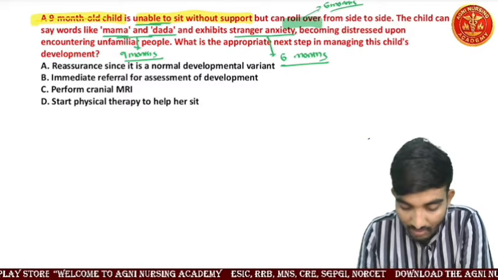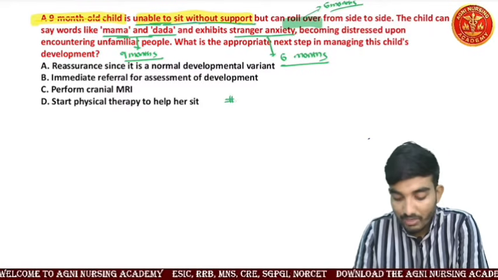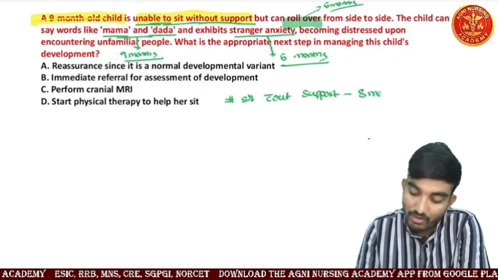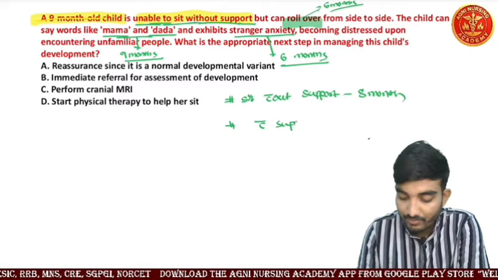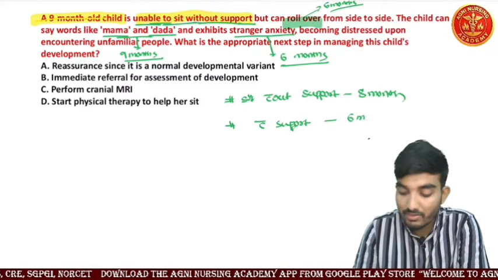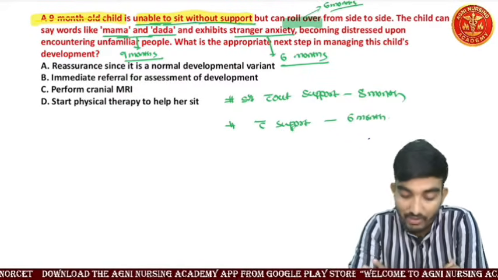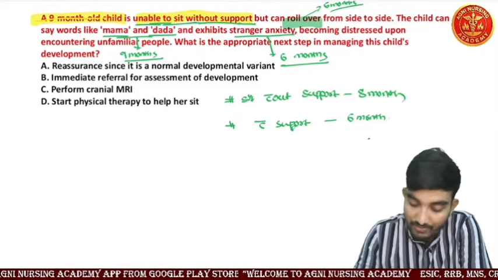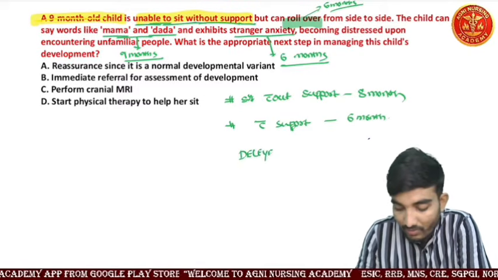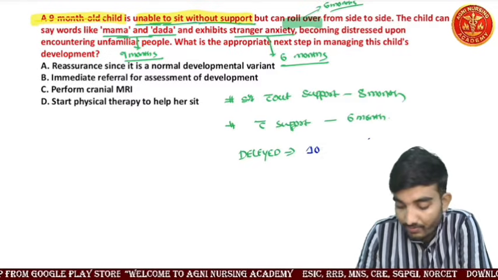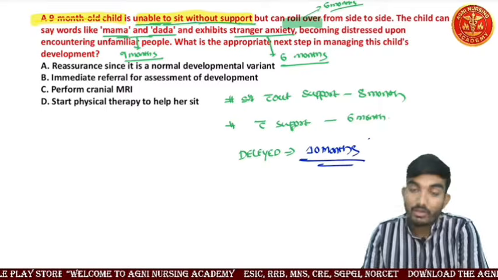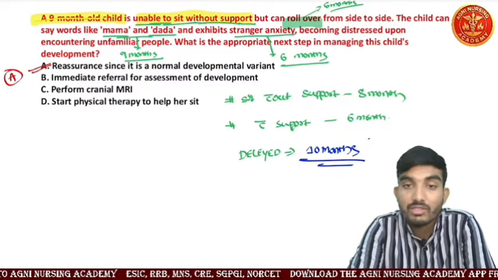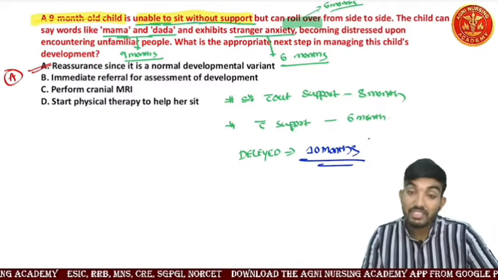But here we observed that the child is unable to sit with support. A child sits without support at 8 months, and with support at 6 months. But everything has its borderline age. If the child is unable to sit up to 10 months, then we'll call it abnormal; it is delayed if not developed after 10 months. That's why the answer for our question is option A. Option A is the correct answer, and we'll see the development delay age in the next slide.